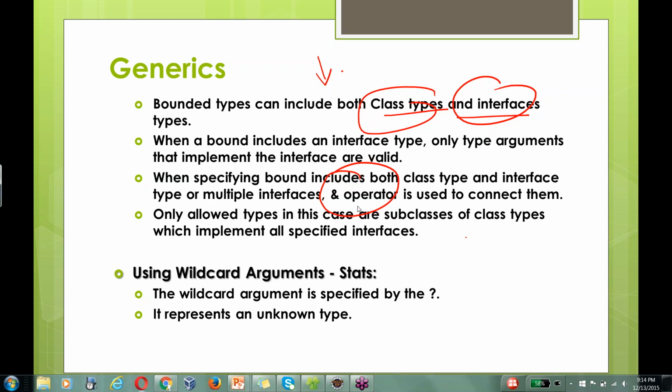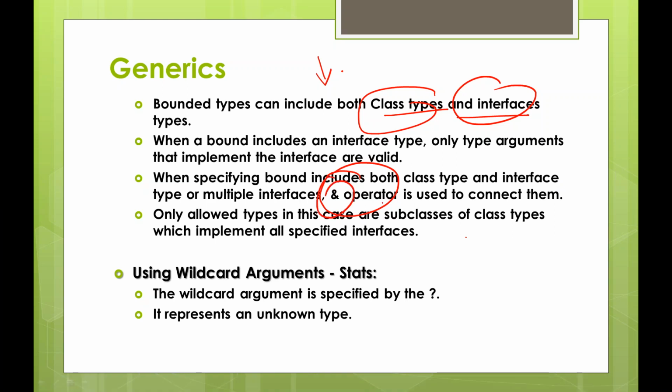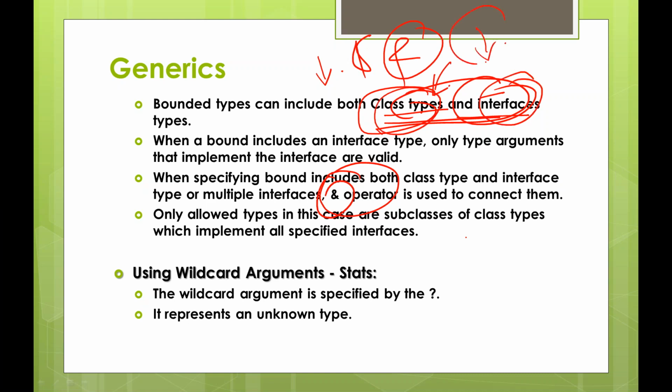Okay, so we can use ampersand for specifying both class type and interface. When we specify ampersand, it means the classes which subclass this particular class as well as the interface can be passed as type arguments to that particular generic type.